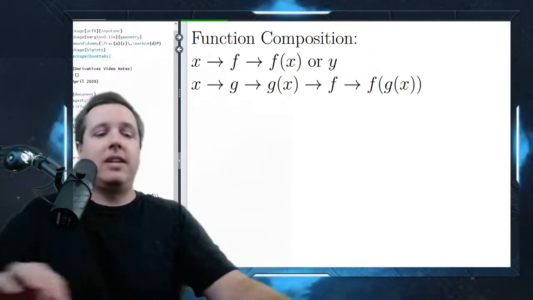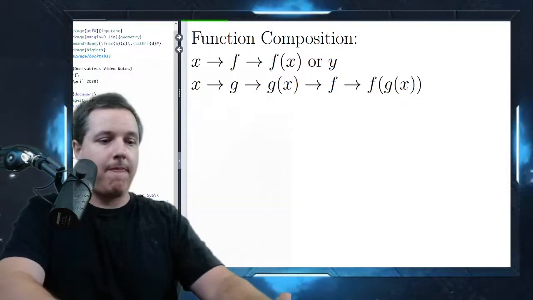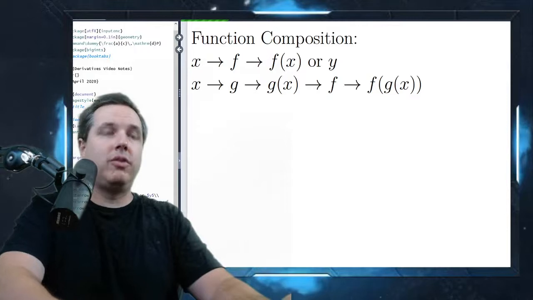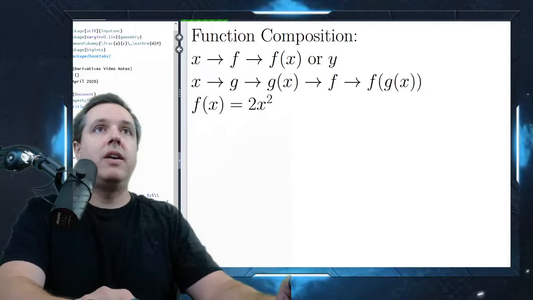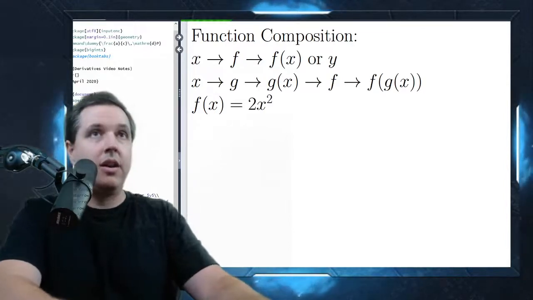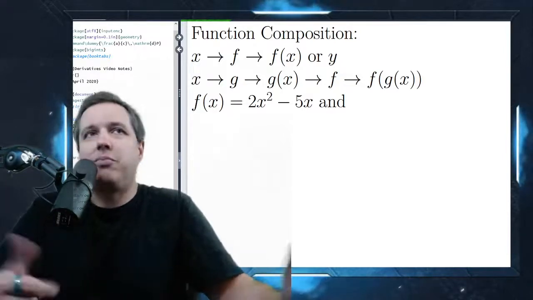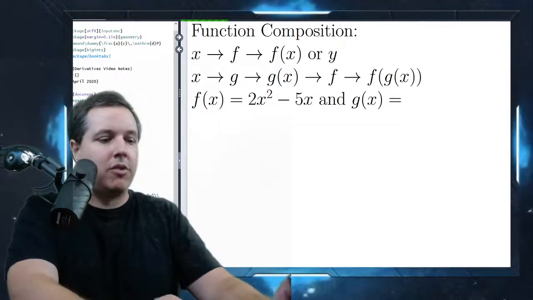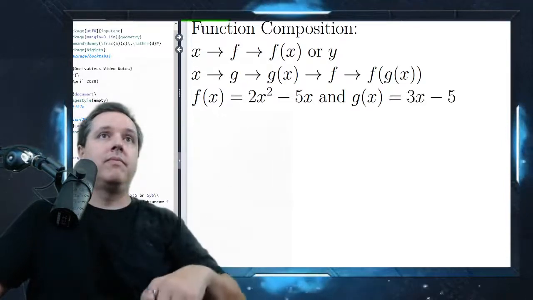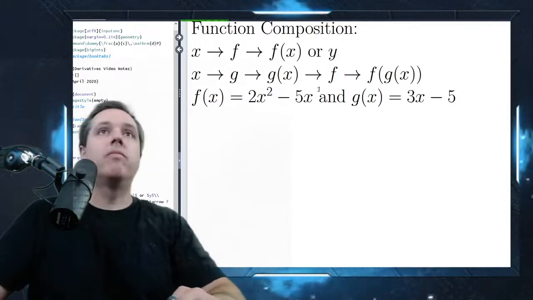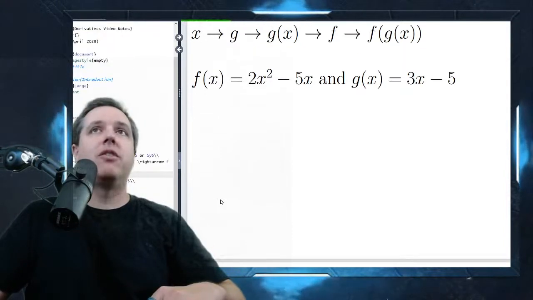Okay, so let's look at an example of what this may look like. So let's take, for example, f of x equals 2x squared minus 5x, and we've got a function g, and I'm just using f and g in this case because there's no meaning to these problems. They aren't cost or revenue or anything like that. g of x equals 3x minus 5. Okay, so I want to compose these 2 functions together.